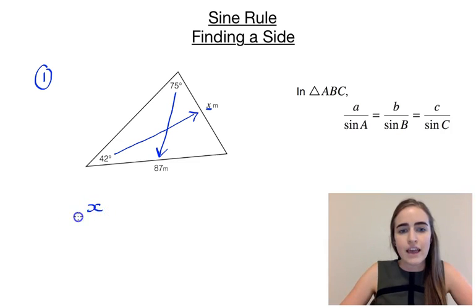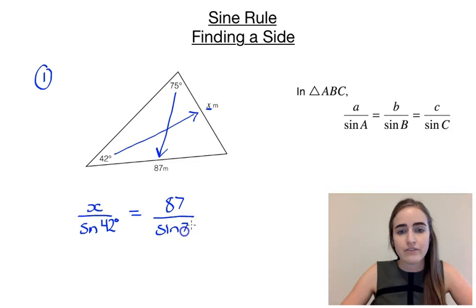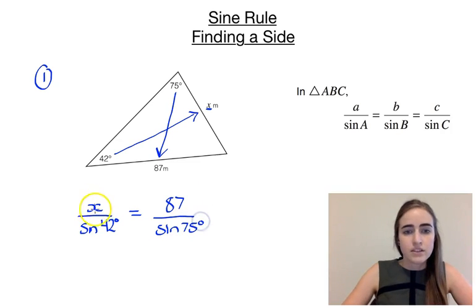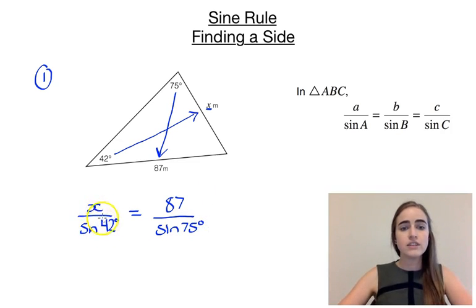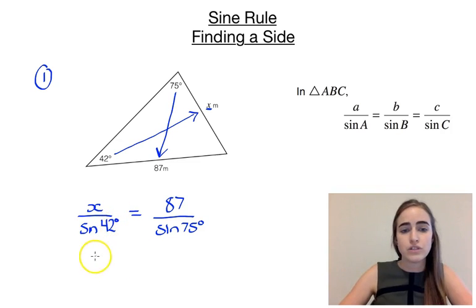So we're going to write that as x over sine, and because the x is opposite the 42, it's going to be sine of 42 degrees, is equal to, and then we do the other sides that we've got. So we've got our 87 over sine of its opposite angle, which would be 75 degrees. Then we're trying to figure out what x is. To get the x on its own, we've got to get rid of this divided by sine 42, so we're going to multiply by sine 42.